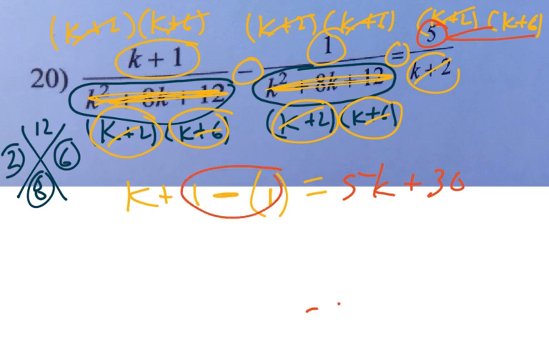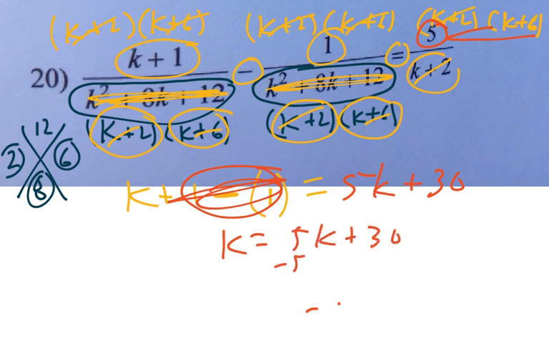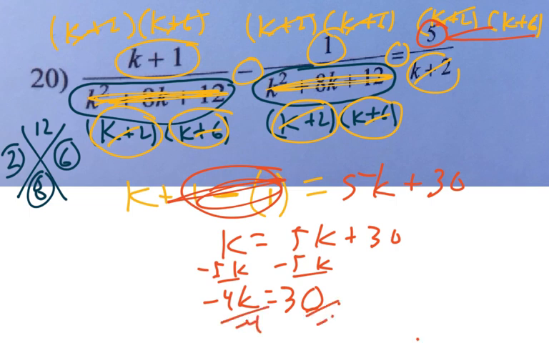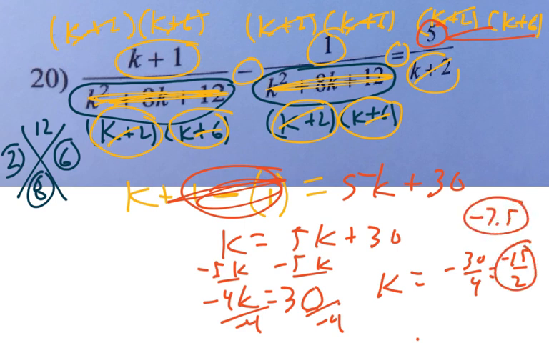Notice here, 1 minus 1 is 0, so all I have is k equal to 5k plus 30. I'm going to minus 5k. So negative 4k equals 30. Now all I need to do is divide by negative 4. So k is 30 divided by negative 4, which is negative 30/4. If I divide by 2, reducing by 2, I get negative 15/2, or negative 7.5 as a decimal.